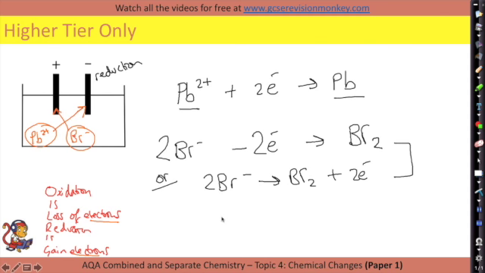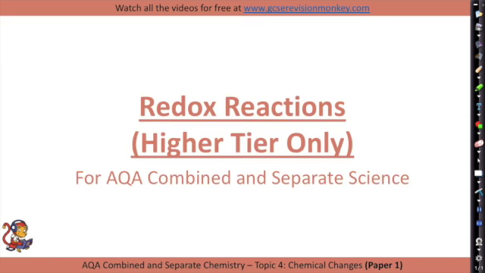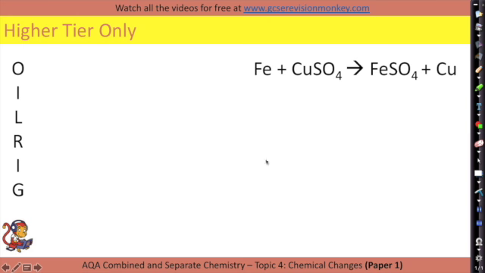Other examples, for example, hydrogen. If the hydrogen ions were to go to a negative electrode, there they would gain electrons and turn into hydrogen molecules, which we'd need to balance up. And chlorine, for example: if chloride ions lost electrons, they would turn into chlorine, and again we'd need to balance that as so. Redox reactions is a topic for higher tier pupils only.